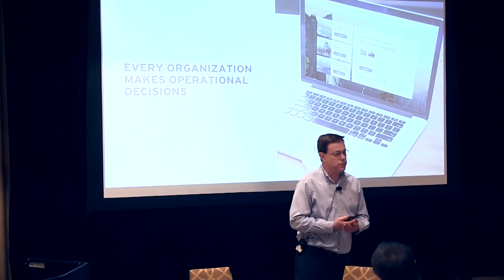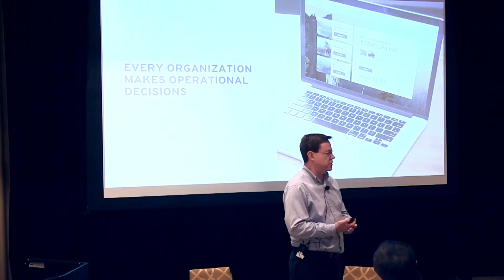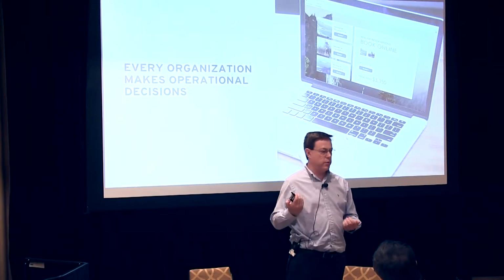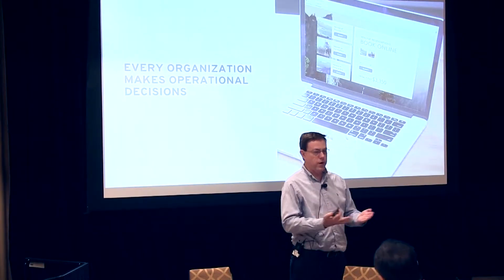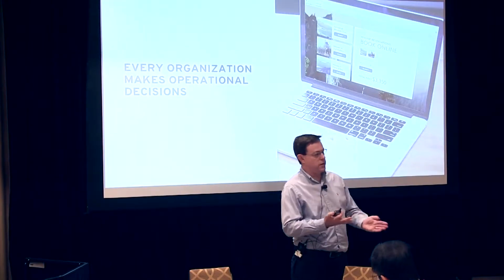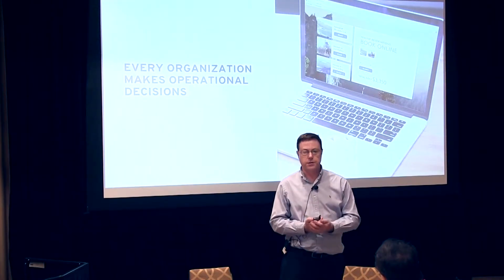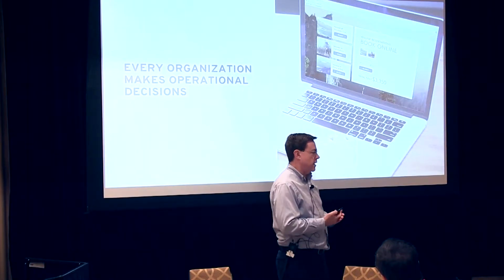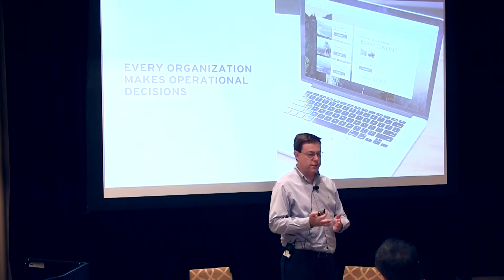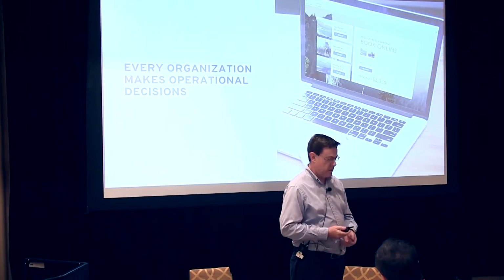I want to distinguish that from what we might call a strategic decision. Strategic decisions are: should we open an office in China? Should we deploy open source software? These are things that are outside the scope of a business rules technology. Business rules are all about managing and automating operational decisions, things we do every day.